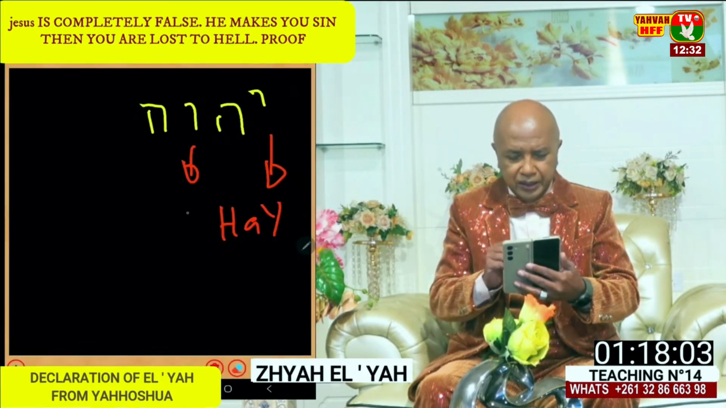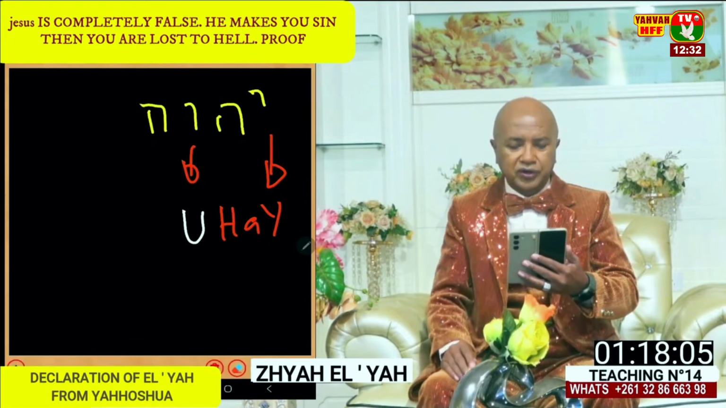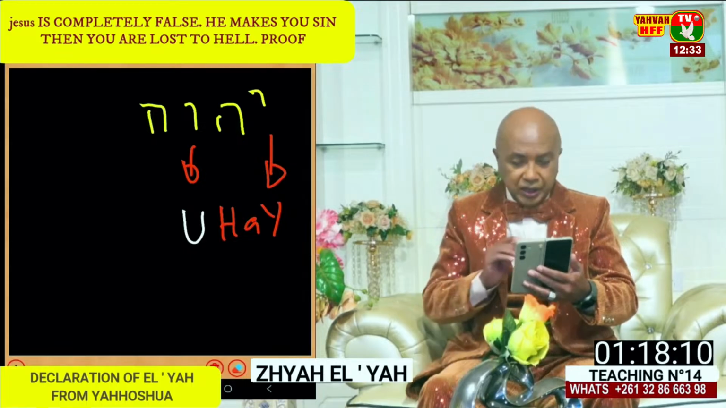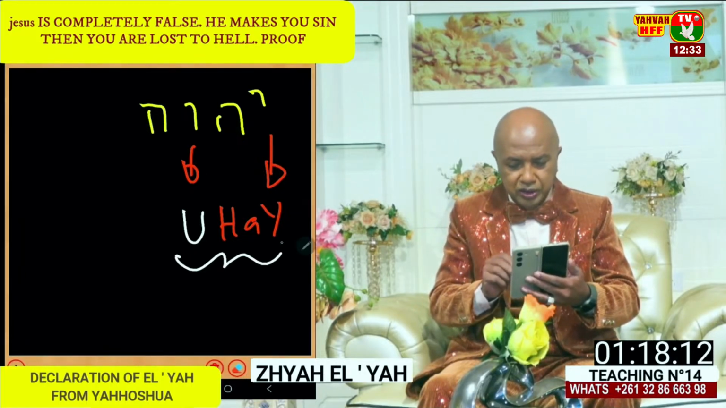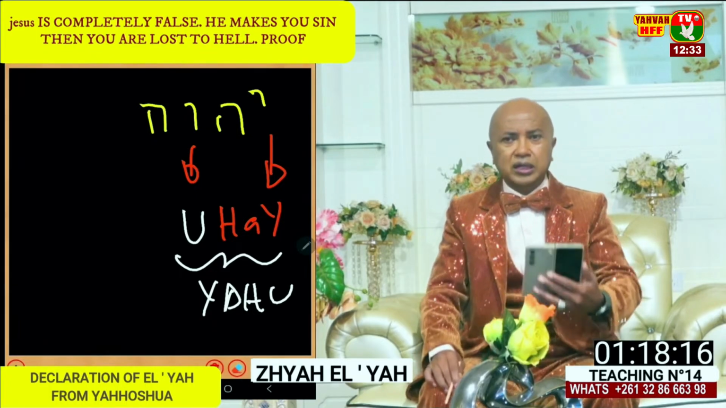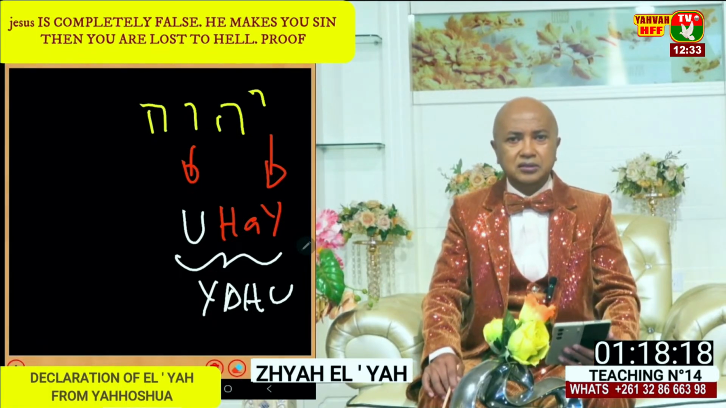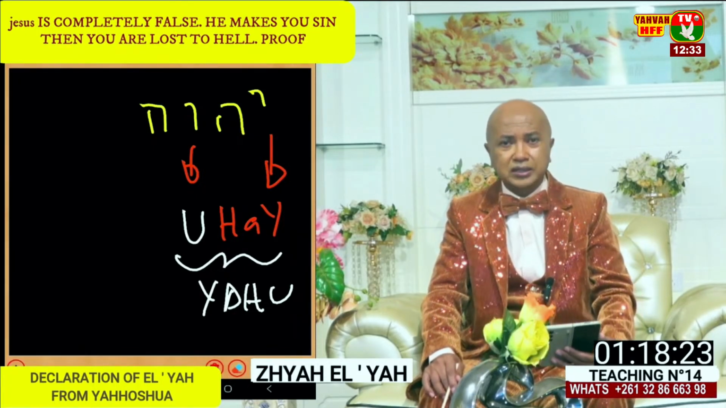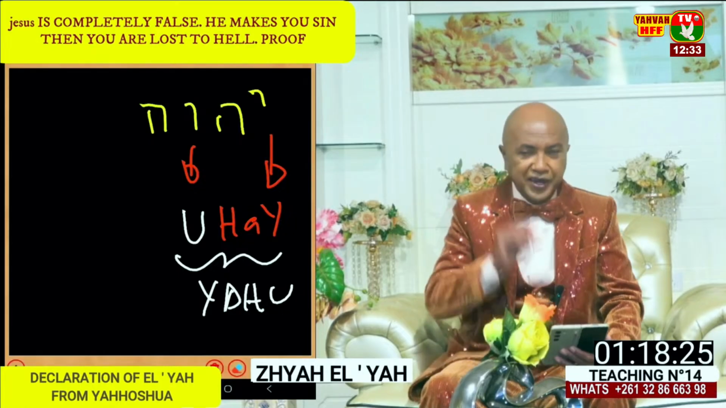Let me make it white so that your eyeball can see it. They changed it into U, so they took the transformation, and it has become Yahoo. That's why it was Yahoo. You see that it's a devil's name. How can the God of Jews be called Yahoo?